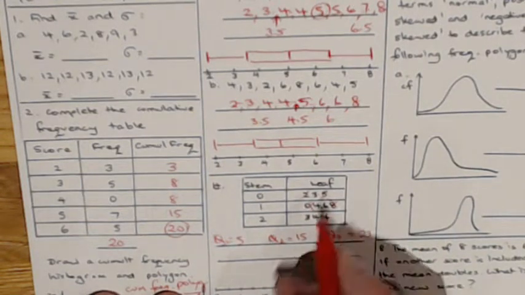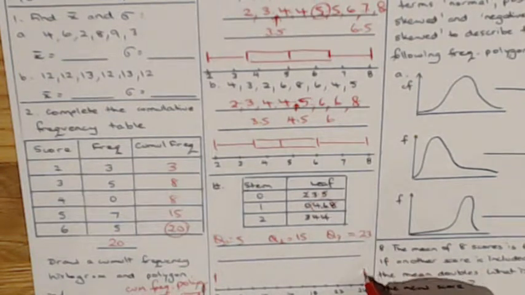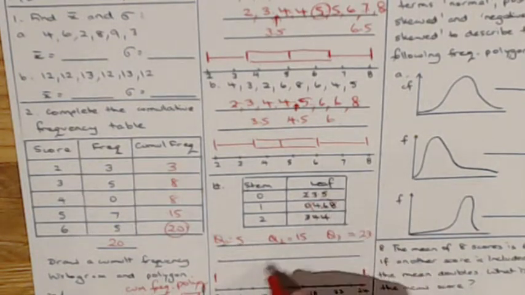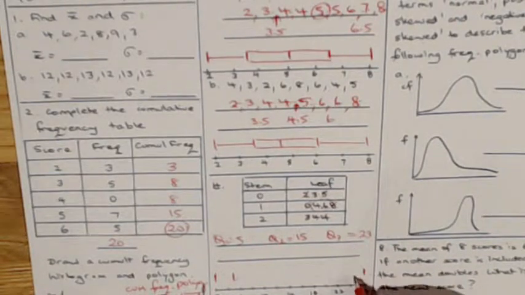So the lowest score is 2. The highest score is 24. The Q1 is 5. The Q3 is 23.